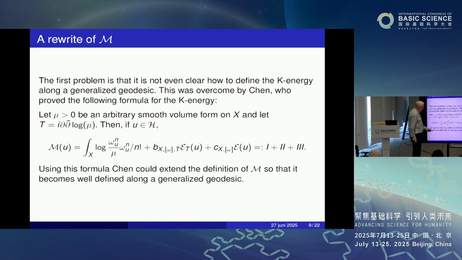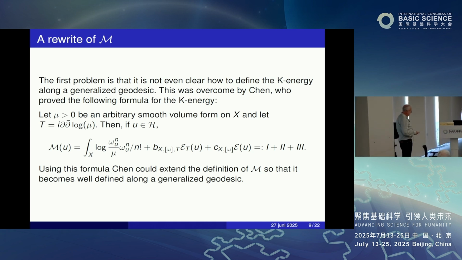And then we compensate for the introduction of mu by adding this relative Monge-Ampère energy with respect to T, where T is this i dd bar of log U. And then there is a term which is just the standard Monge-Ampère energy. And they are multiplied by certain constants that you can write down explicitly, but they will play not such a big role here. So I don't care about them.